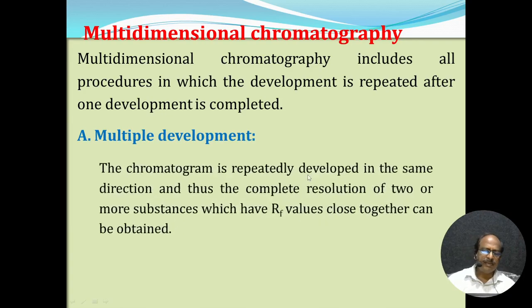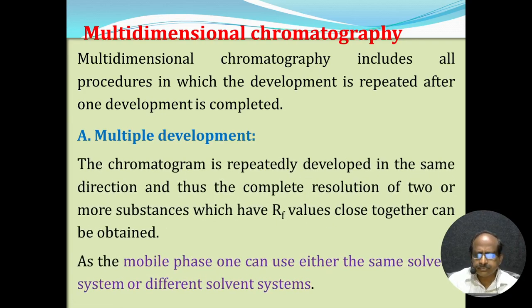What is multi-dimensional paper chromatography? Multi means two or more. It includes all the procedures in which the development is repeated after one development is completed. When one development is completed, you take another development, and when that is completed, you initiate the third development. That is called multi-dimensional paper chromatography, or multi-development, where the chromatography is developed repeatedly, not more than three times, in the same direction. Complete resolution of two or more substances which have close RF values can be obtained.